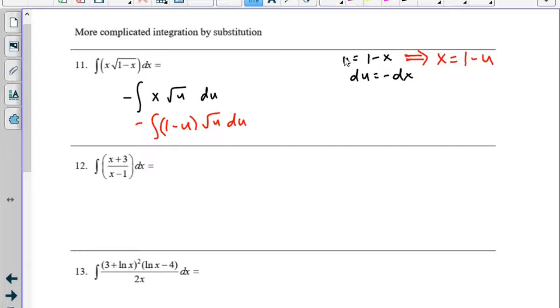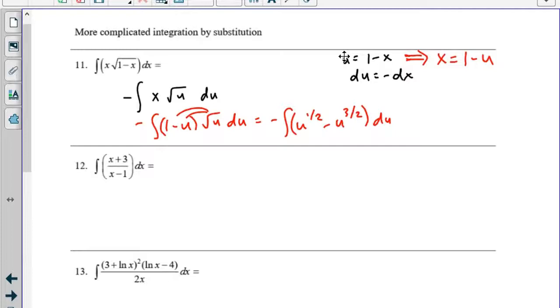because if I have the integral of x times root 1 minus x, that's pretty awful. But if I have negative integral of, I'm going to rewrite this as u to the 1/2, just as I'm thinking about it. So when I have root u, I can end up with root u distributing in, and this becomes u to the 1/2 minus u to the 3/2, and this is so much easier to integrate.